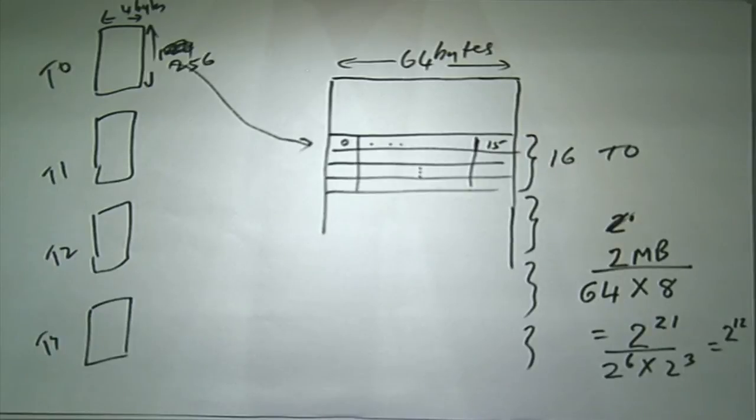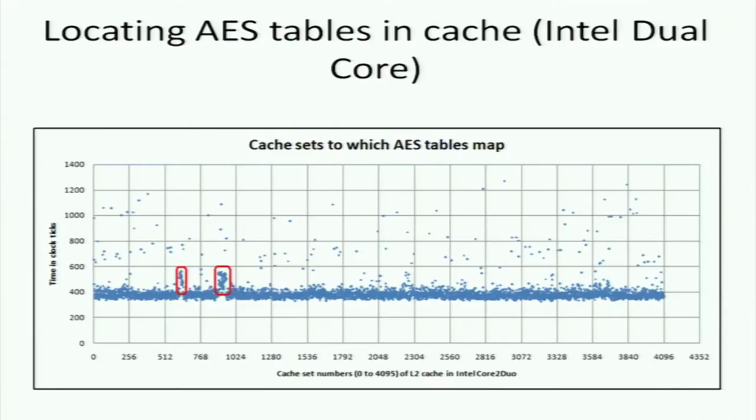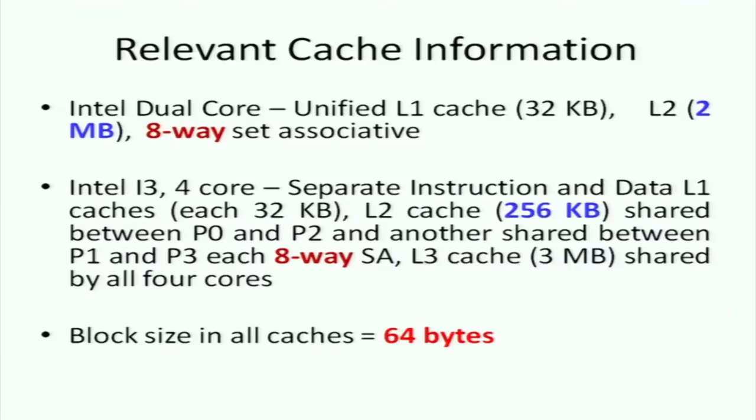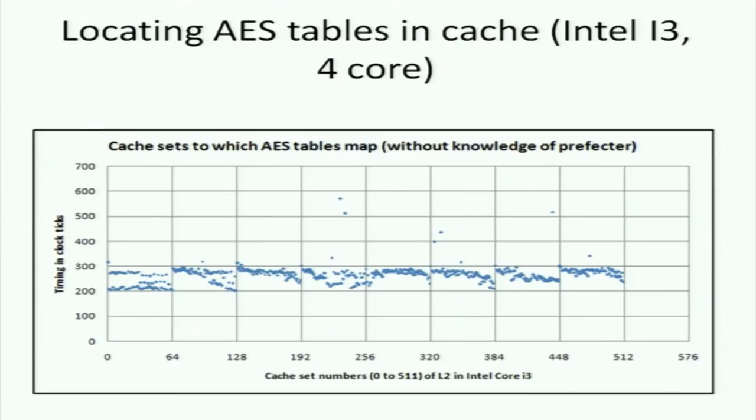So there are 4096 sets over here, 4096 sets in the case of Intel dual core, and in the case of the other one, 256 kilobytes. So the number of sets in that case, if we work the same kind of arithmetic, would be 512 sets. So we plotted this graph, and to our disappointment, we found that we could not identify where exactly those tables are in cache.